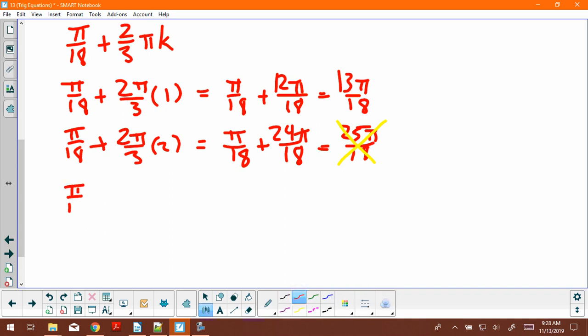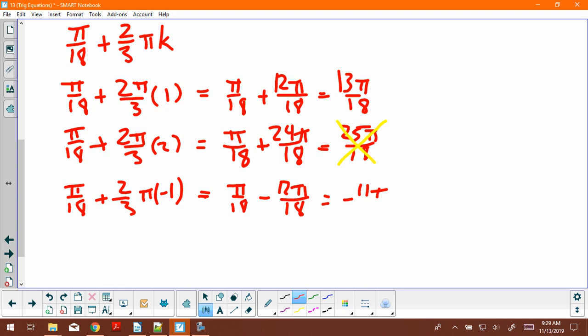So pi over 18 plus 2/3 pi times -1. Right, because k can be any integer, so I can also go in the negative direction. So that means I would have pi over 18 minus 2 pi over 3, which we found out earlier was 12 pi over 18. So -11 pi over 18. That is bigger than -pi because my fraction is less than 1. So this one is okay.